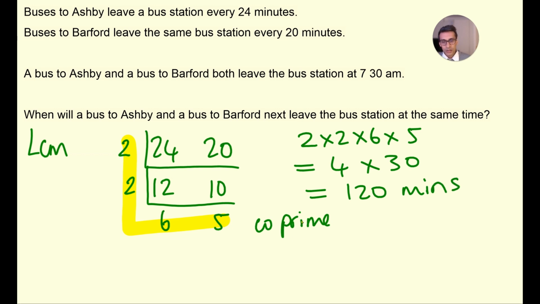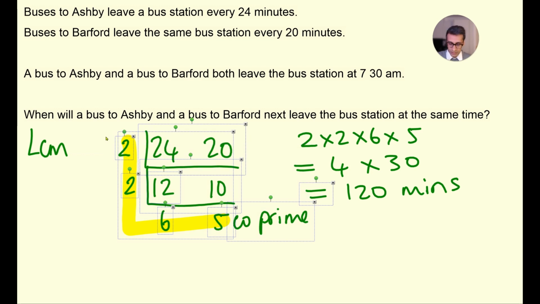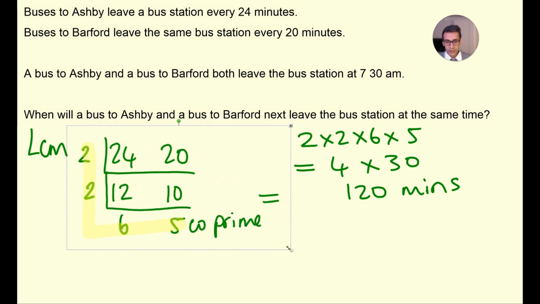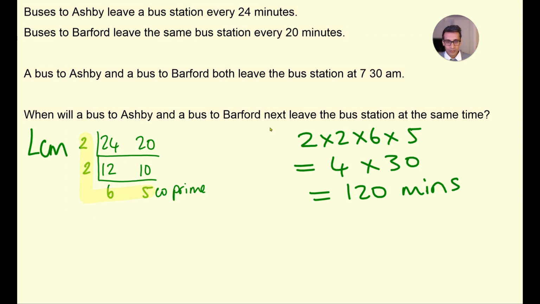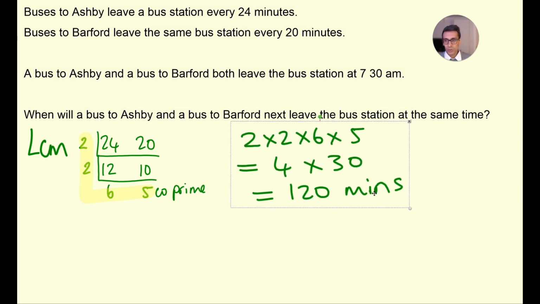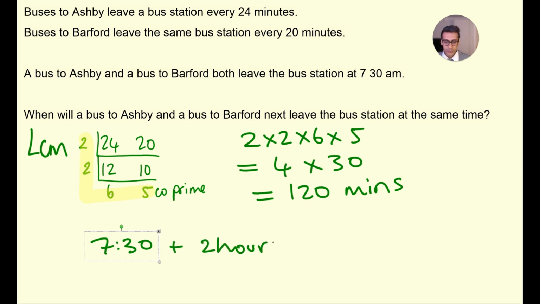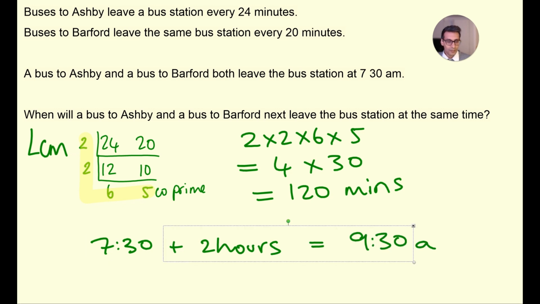Now this is a nice number because we know 120 minutes is actually just 2 hours. So we can actually just add 2 hours to 7:30, because the question is what time will they leave the station together. So 7:30 plus 2 hours is 9:30 a.m. That is your answer to this question.